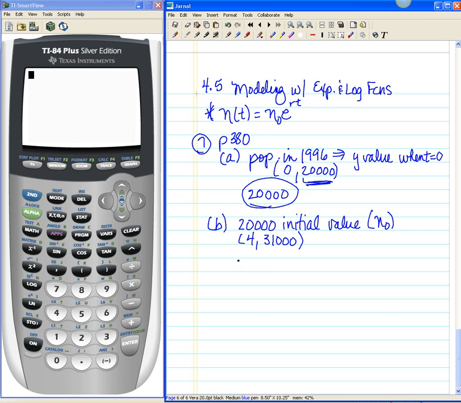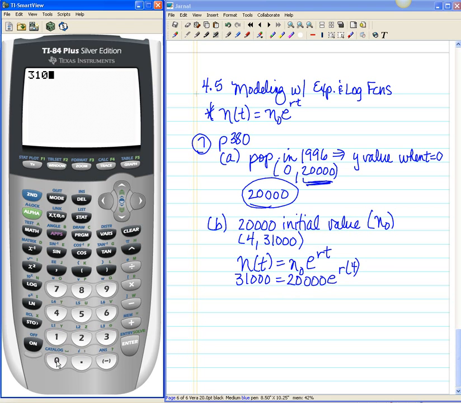So we are going to have N of t is equal to N sub 0 times e to the rt. N of t, that is our output, is 31,000. Our initial value is 20,000. e to the r we don't know, but we do know t in that case is 4. So we would have to divide both sides by 20,000. We're going to get 1.55 is equal to e to the 4r.